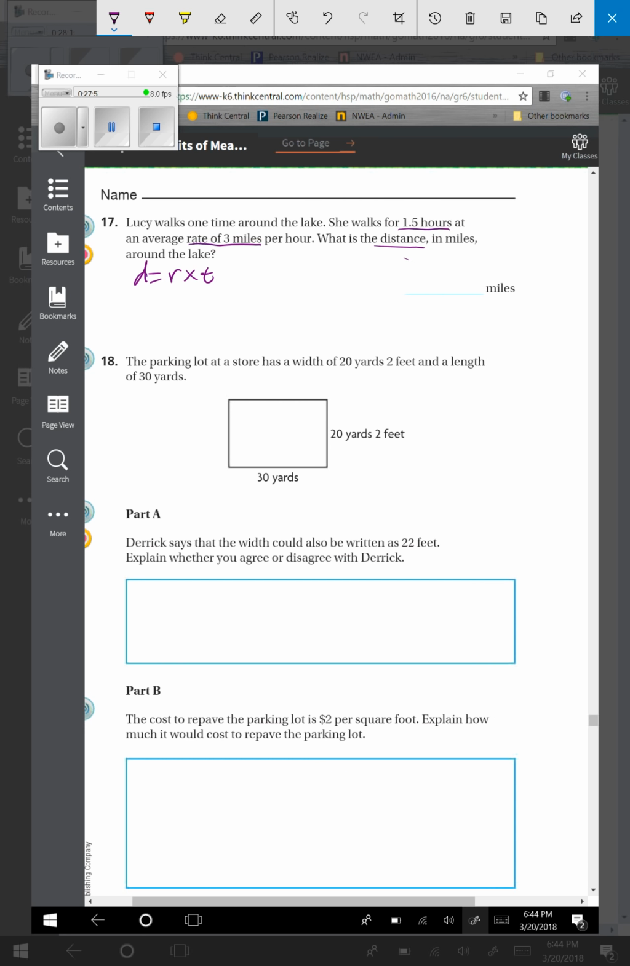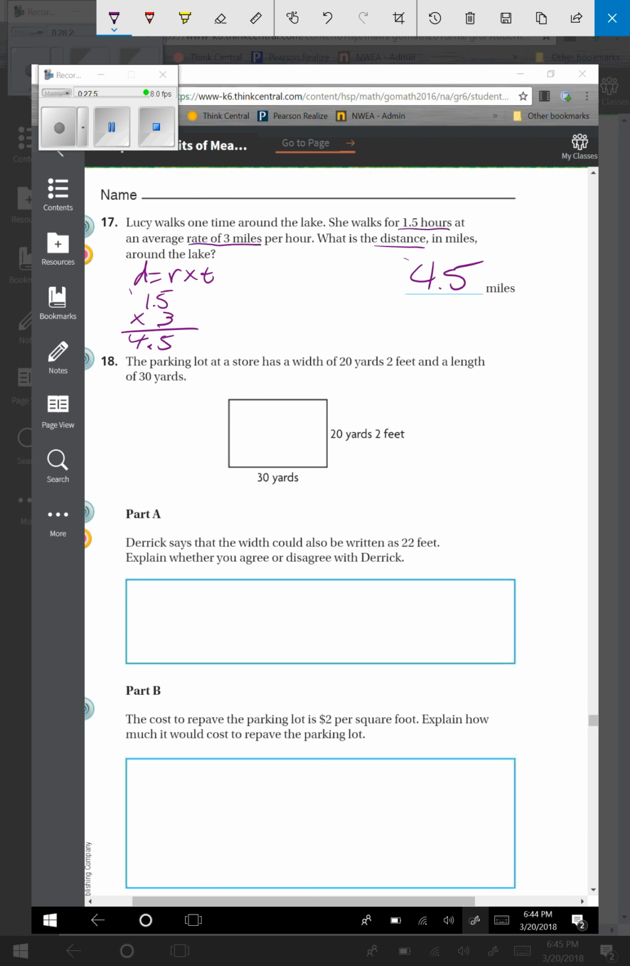So then we're going to take the rate, which is 3, times the time, which is 1.5. 5 times 3 is 15, then 1 decimal place, so 4.5 miles.